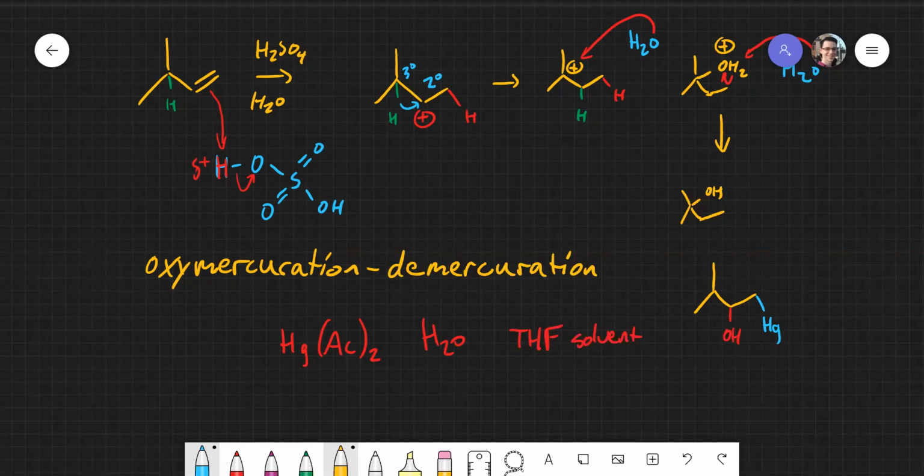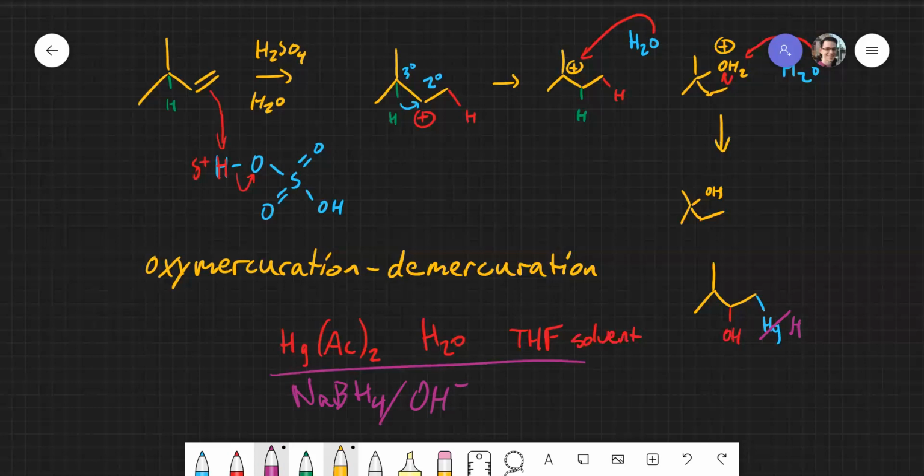The demercuration part is what removes that mercury and replaces it with a hydrogen. That's done using sodium borohydride, followed by hydroxide to deprotonate it. So this happens in 2 steps. Those 2 steps actually could happen in the same reaction vessel.